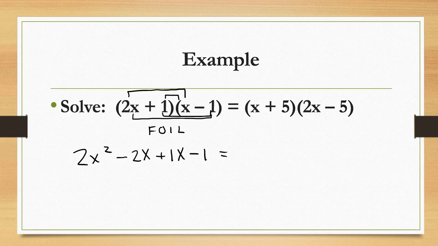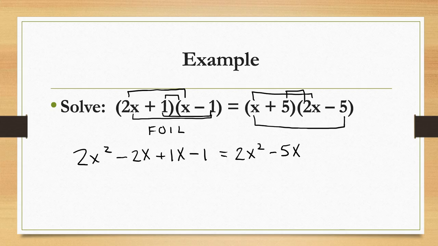Now we're going to do the same thing on the other side. So F standing for first, we're going to multiply the x times the 2x. So that makes 2x squared. The O for the outside, we're going to multiply the x times the negative 5, making negative 5x. The I for the inside, 5 times 2x makes 10x. And the last, 5 times negative 5 makes negative 25.